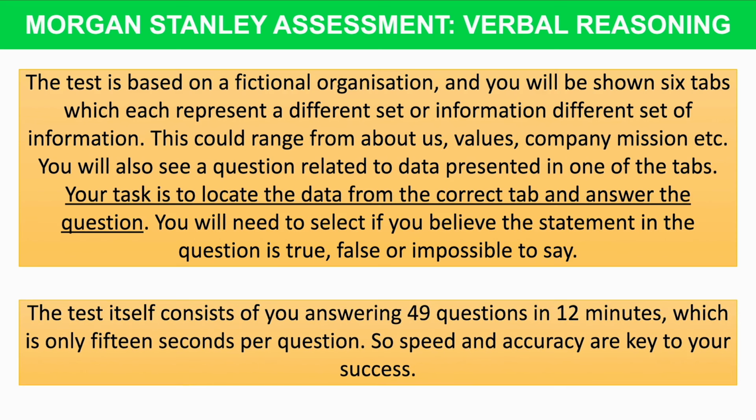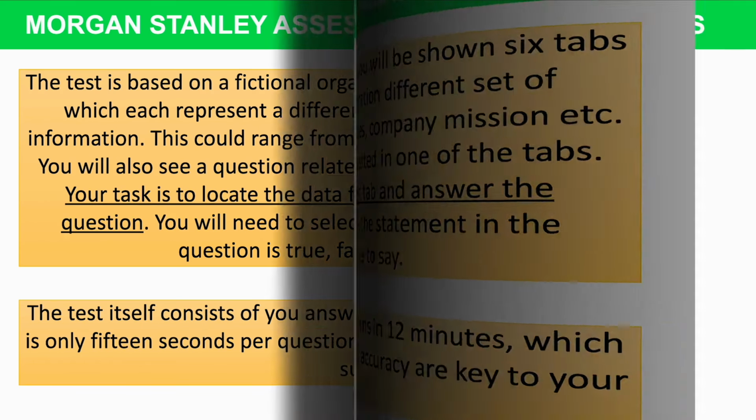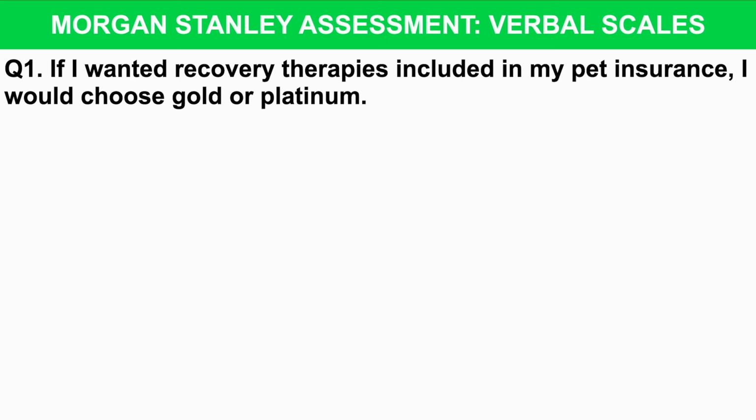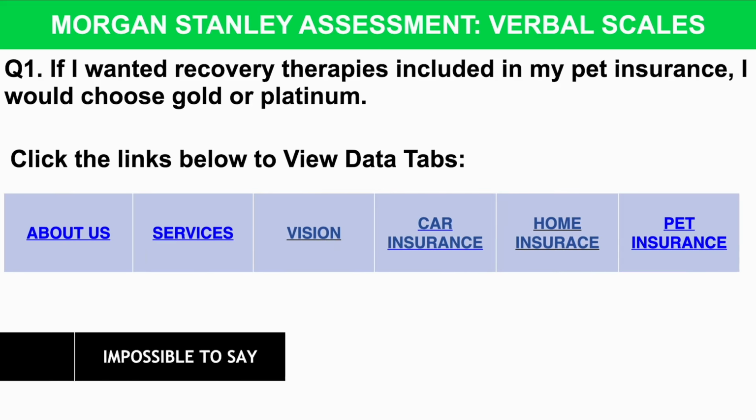Now, this test contains 49 questions which you must answer in 12 minutes, which is only 15 seconds per question. So speed and accuracy are key to your success. So let's take a look at a practice question for you. So the statement here is, if I wanted recovery therapies included in my pet insurance, I would choose gold or platinum. Now, is that statement true, false, or impossible to say?